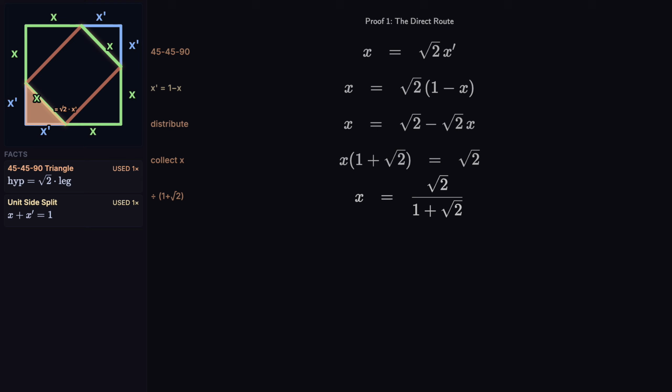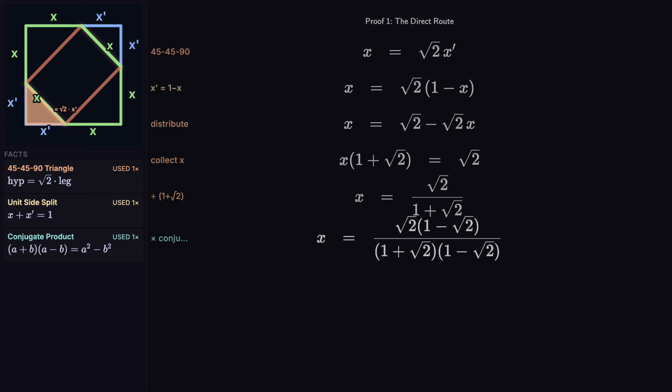x equals root 2 over 1 plus root 2. Almost there, but this fraction has a radical in the denominator. To clean up the denominator, we rationalize. Multiply top and bottom by the conjugate, 1 minus root 2. The denominator becomes 1 plus root 2 times 1 minus root 2. By the difference of squares, that is 1 squared minus root 2 squared, which is 1 minus 2, which is negative 1. The numerator is root 2 times 1 minus root 2, which expands to root 2 minus 2.